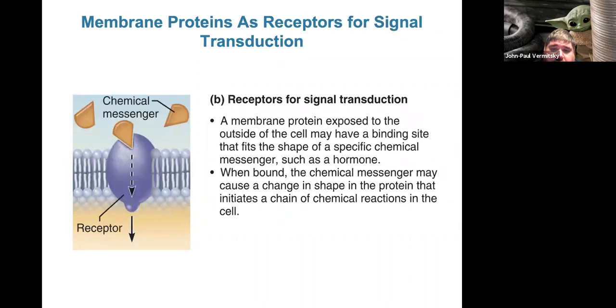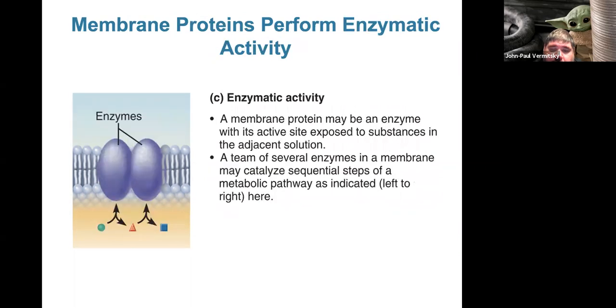Receptors for signal transduction. A membrane protein exposed to the outside of the cell may have a binding site that fits the shape of a specific chemical messenger, such as a hormone. When bound, the chemical messenger may cause a change in shape in the protein that initiates a chain of chemical reactions in the cell. Enzymatic activity. A membrane protein may be an enzyme, with its active site exposed to substances in an adjacent solution. A team of several enzymes in a membrane may catalyze sequential steps of a metabolic pathway, as indicated left to right here.